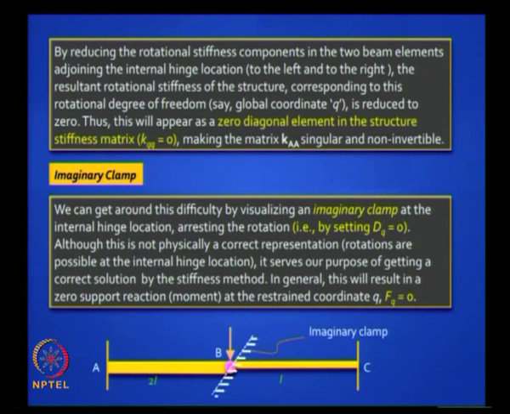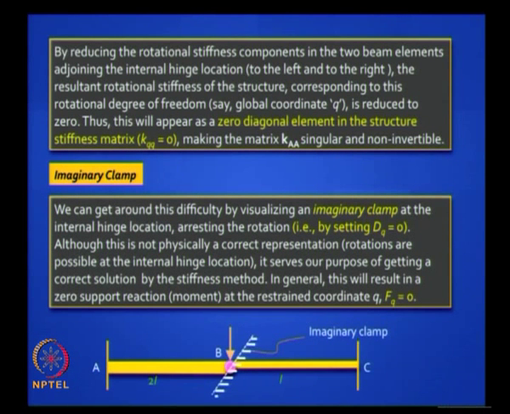So we can get around this difficulty by visualizing an imaginary clamp at the internal hinge location arresting the rotation, that is, setting dq equal to 0. Although this is not physically a correct representation, because rotations are possible and you have two different rotations at that hinge, it serves our limited purpose of getting a correct solution by the stiffness method. In general this will result in a 0 support reaction at the restrained coordinate, but if you have an end moment you will get that value.